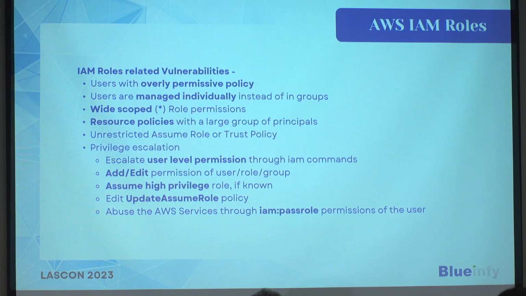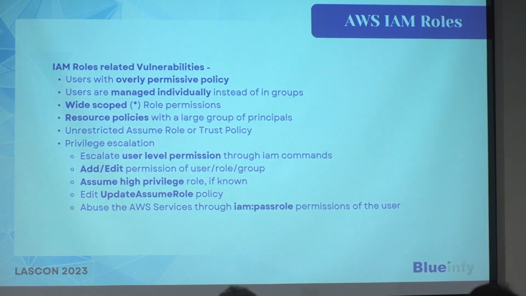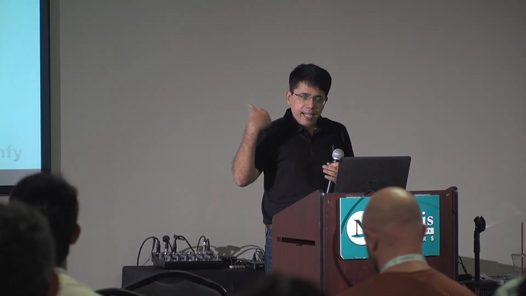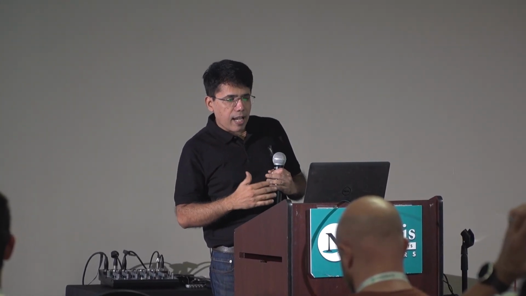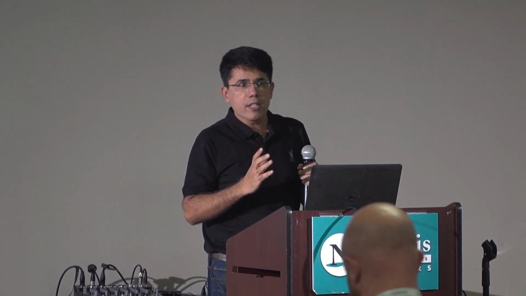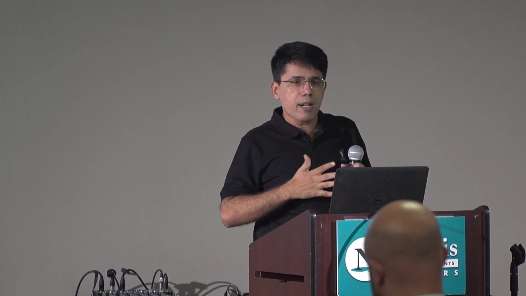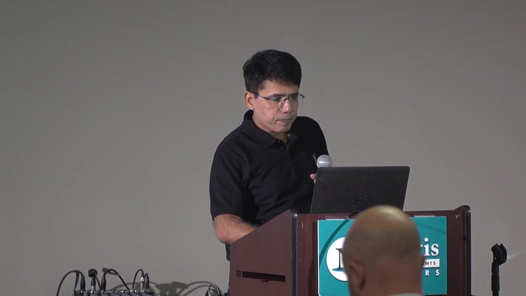There are multiple techniques of privilege escalation. One is user-level permission through IAM commands, where an attacker can add permissions to a user or group. An attacker can assume a high privilege role. There is also update assume role policy. Sometimes this is also open, so an attacker can directly append or edit the assume role policy and get the role. The fourth and fifth are IAM PassRole. IAM PassRole is a permission where a user can pass a permission to another user. So these are the 5 main techniques by which he can do privilege escalation.